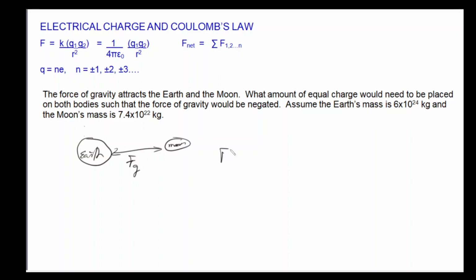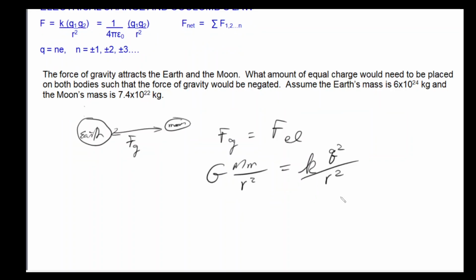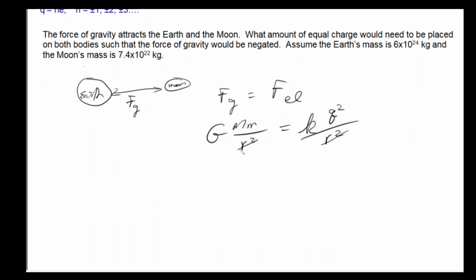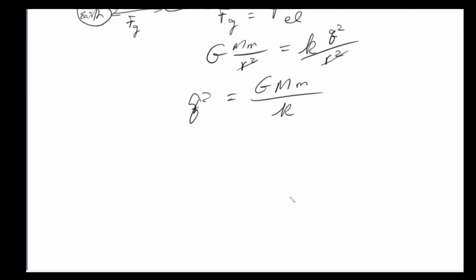So basically we want the force of gravity to equal the force of the electrostatic repulsion. So force of gravity is G times the mass over r squared equals K times the charge, and it's the same on each body, so that would be Q squared over r squared, which is the same. So we can cancel out the r squared, and we're solving for Q squared. So if we solve for Q squared, that's equal to G, mass of the Earth, mass of the Moon, over K. And we can plug these figures in.